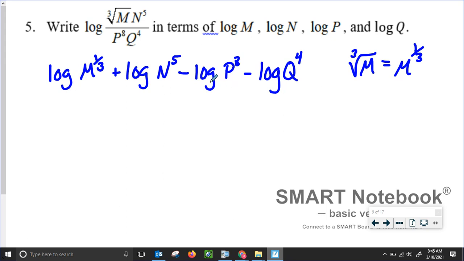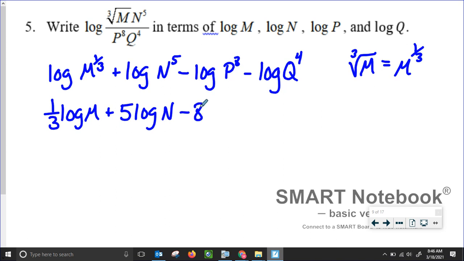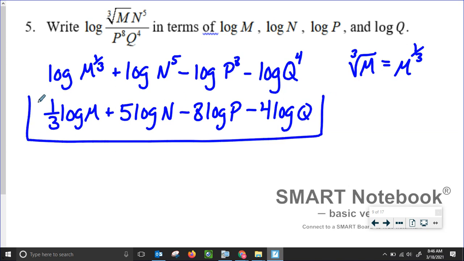Well, now we're going to go ahead and use our power rule, which says I'm allowed to take these exponents of the arguments and bring them out front as multipliers. So this will be 1/3 log m plus, I can bring this 5 out front, 5 log n, I can bring this 8 out front, minus 8 log p, I can bring this 4 out front, minus 4 log q. All right, so that is it. We are done.